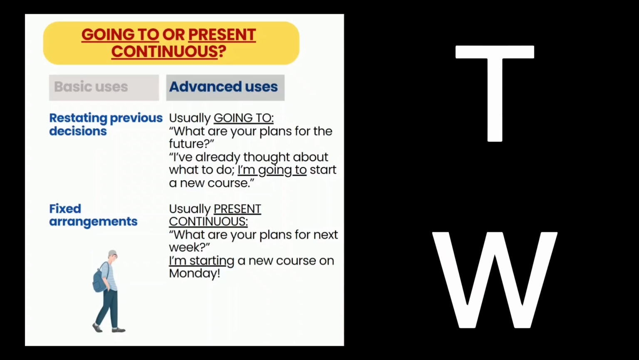But with the one before, restating previous decisions, I'm restating something that I thought about. And that's led to particular action. It's not so much an arrangement, it's a statement of a decision. So that's often how you distinguish between the two. Decisions go with the going to, and arrangements with the present continuous. Now there can be some overlap. Going to can also be used for fixed arrangements because they are fixed decisions as well.